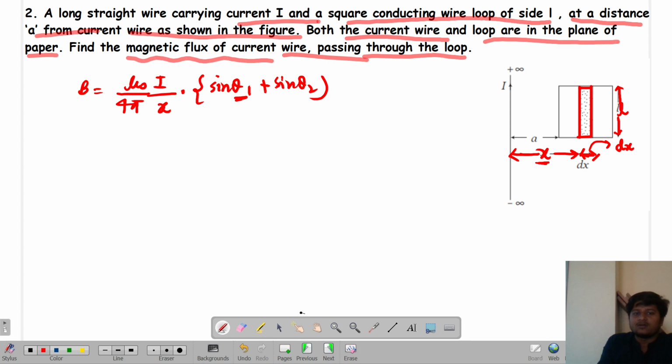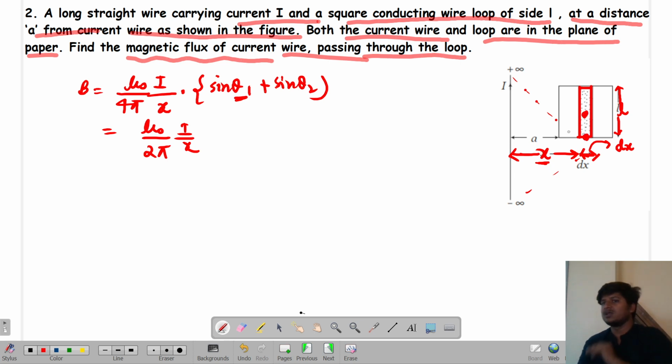Now, what is the value of theta 1? 90, theta 2 90. So therefore it is going to be how much? Mu naught by 2 pi I by x at this square loop. So did you get your magnetic field in this rectangular smaller strip? Now if you integrate this over the region, you will get the magnetic flux for the whole region.